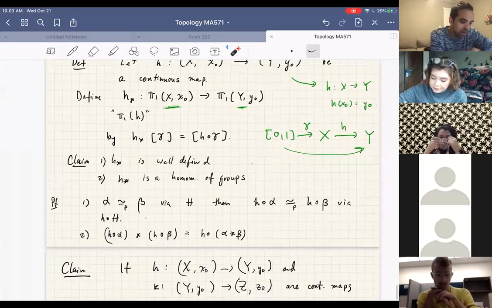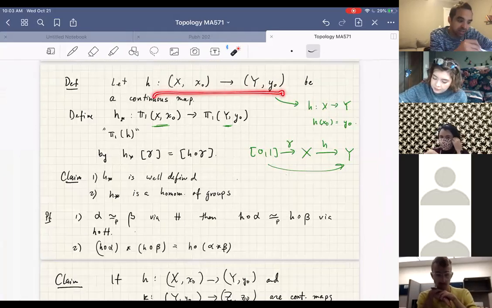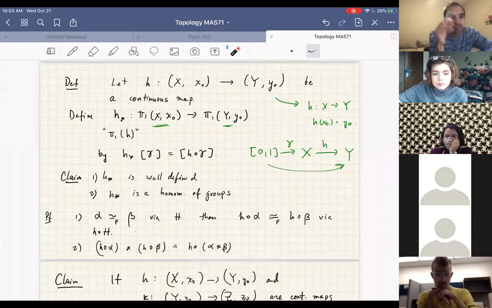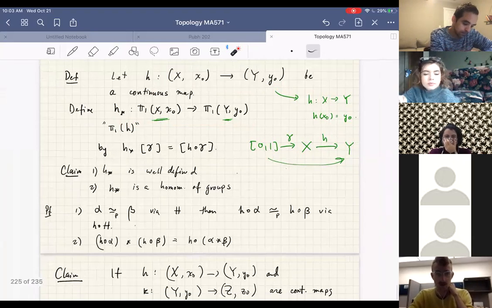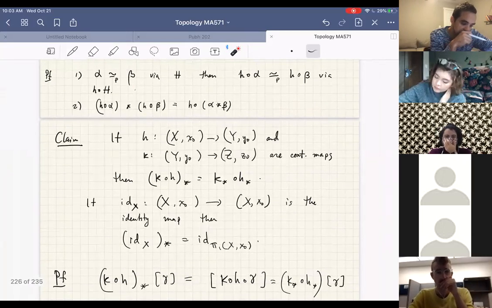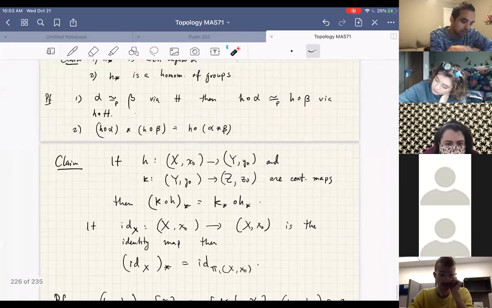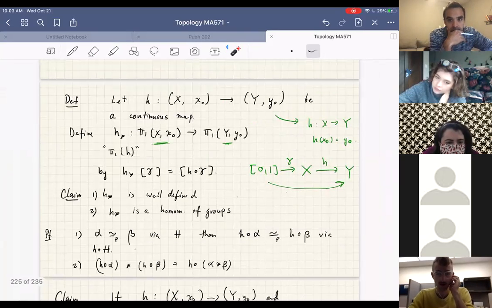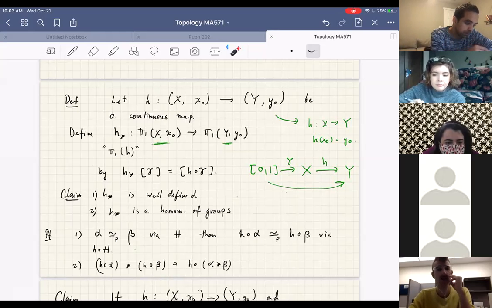Okay, so any map of spaces induces a map of groups. That's what you have to remember or understand, right? Every map of spaces induces a map of groups. Then the induced map is going to be a functor from the category of topological spaces to groups.